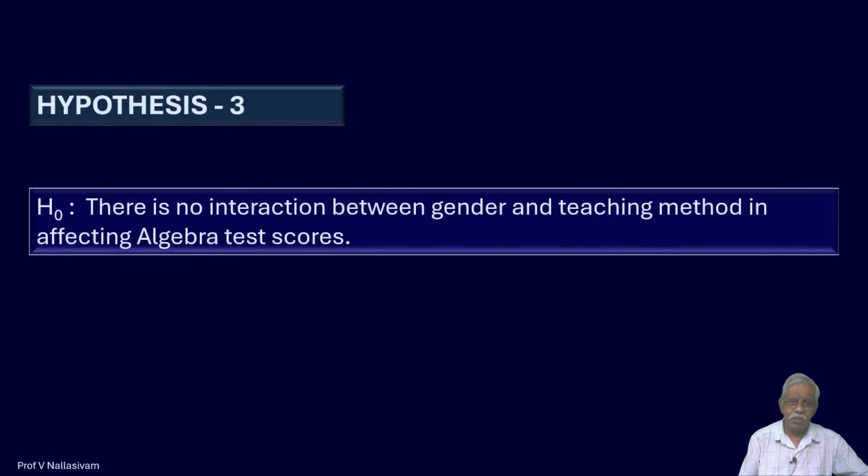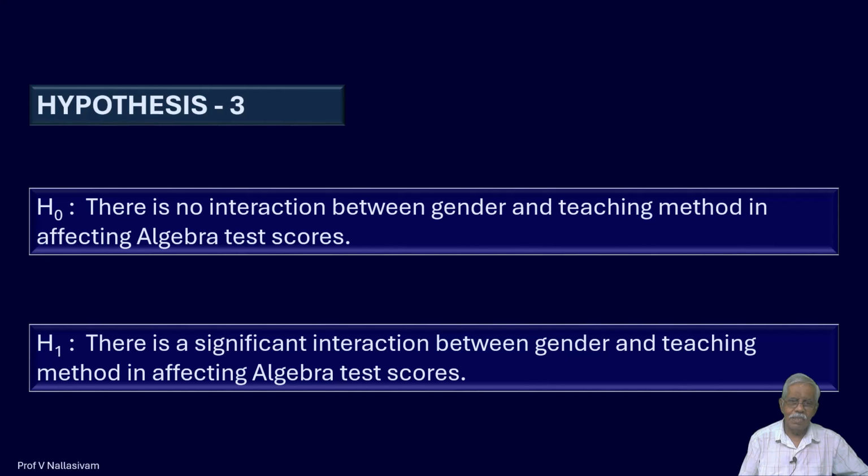Hypothesis 3. Null hypothesis. There is no interaction between gender and teaching method in affecting algebra test scores. Alternate hypothesis. There is a significant interaction between gender and teaching method in affecting algebra test scores.